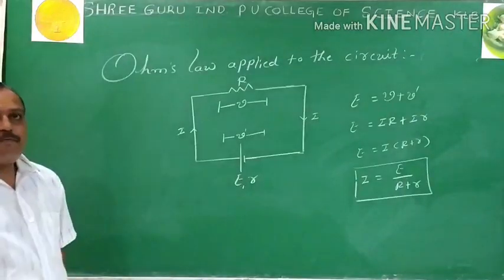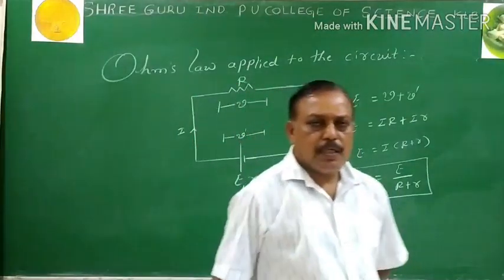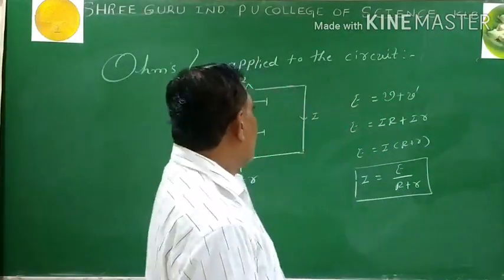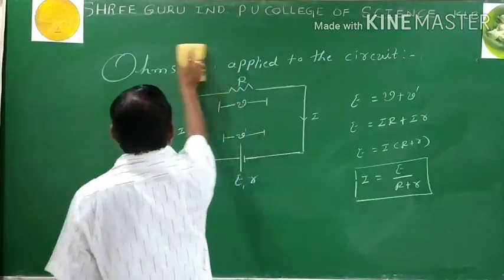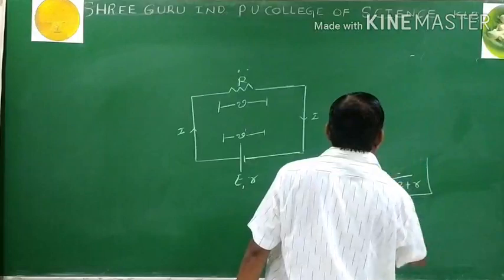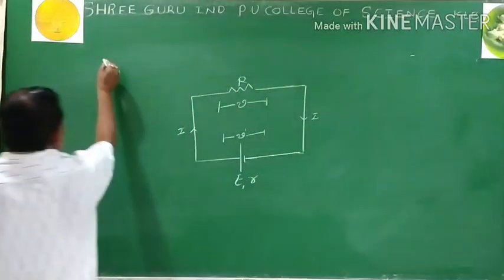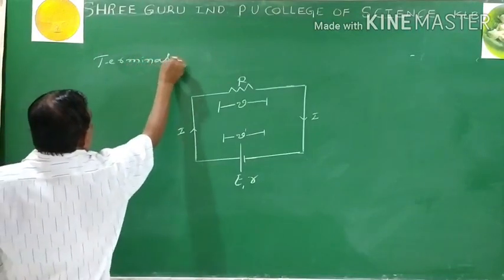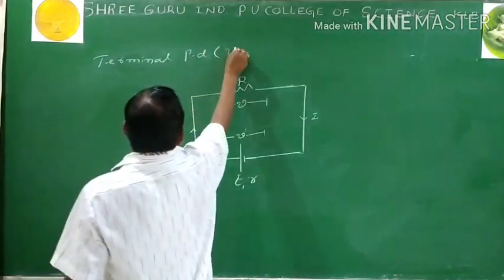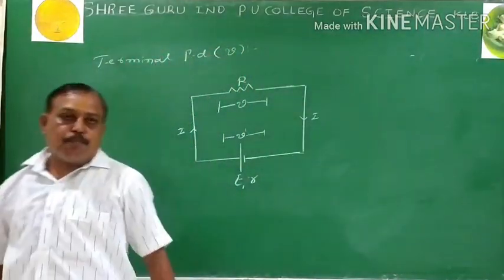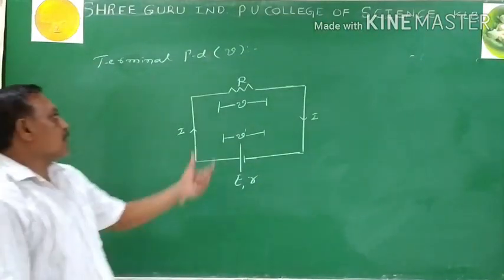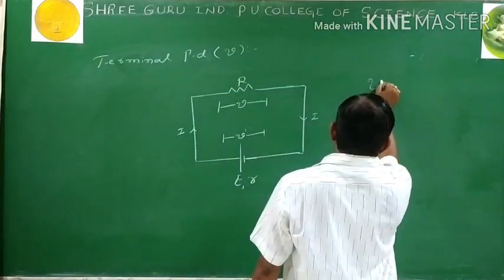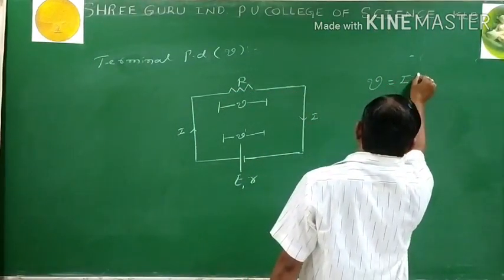By using this equation, we go for the potential difference. Then we come across certain terms from the definition. I come across the terminal potential difference, that is V. The potential difference across the external resistance is known as the terminal potential difference. That potential difference across the external resistance is V, which is nothing but I into R.